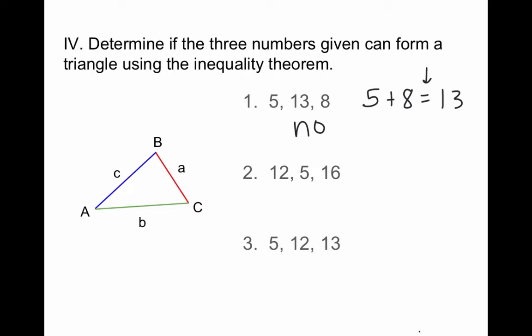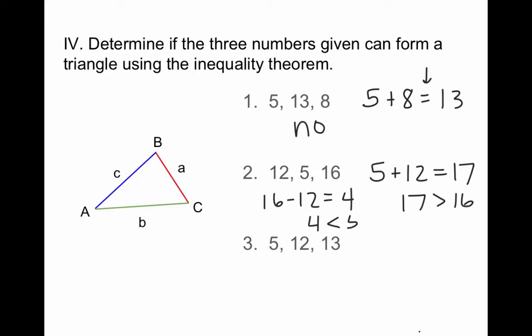12, 5, and 16. Okay, how about 5 plus 12? So again, I'm taking the two smallest. That equals 17. 17 is indeed greater than 16. Therefore, this is probably a triangle. Okay, what about the difference? Well, 16 minus 12, that equals 4. And 4 is less than 5. So yes, this is indeed a triangle.